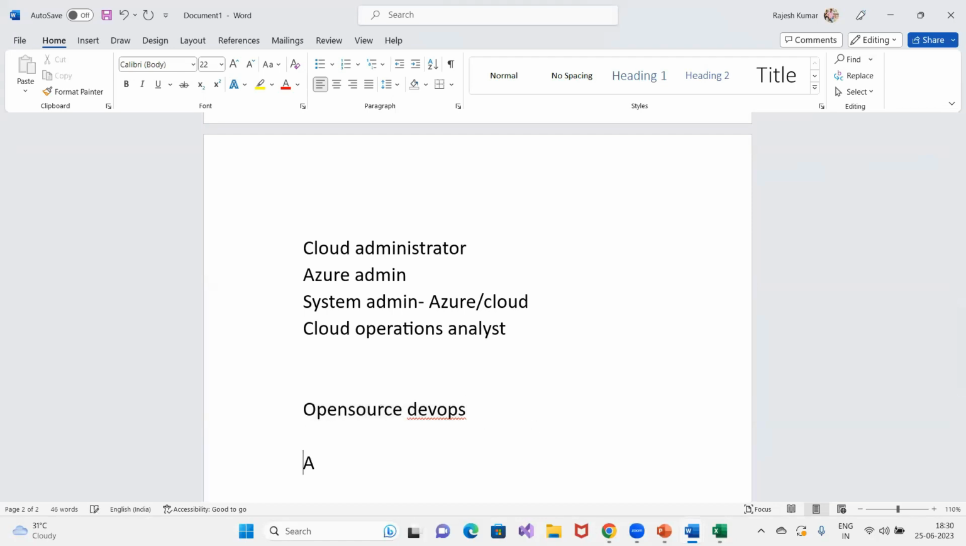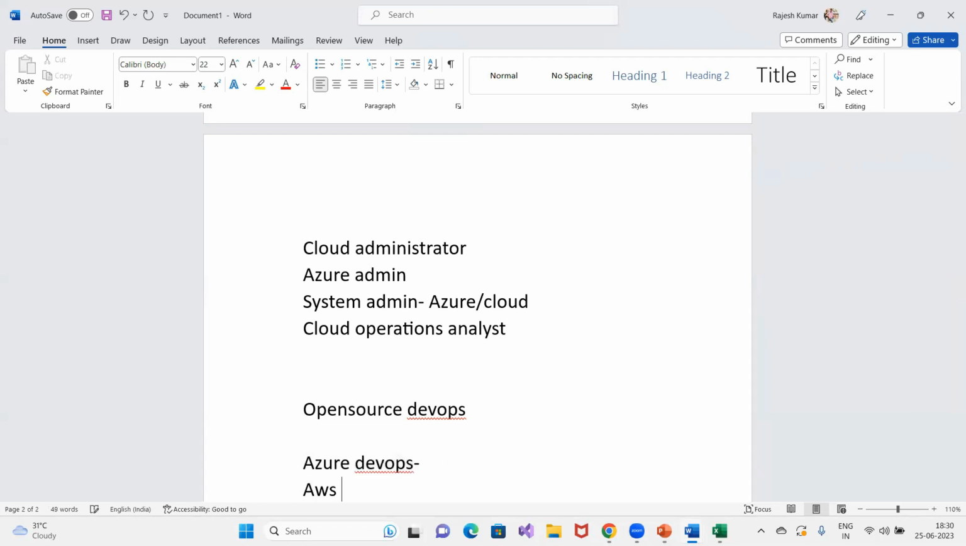But there is a specific Azure DevOps, which is becoming very popular in the market. This is the world's best DevOps nowadays, the Azure DevOps. So in order to become an Azure DevOps engineer, you should have experience on the Azure cloud platform. You cannot be from the AWS background. In order to work on Azure DevOps, you should have an Azure background only.